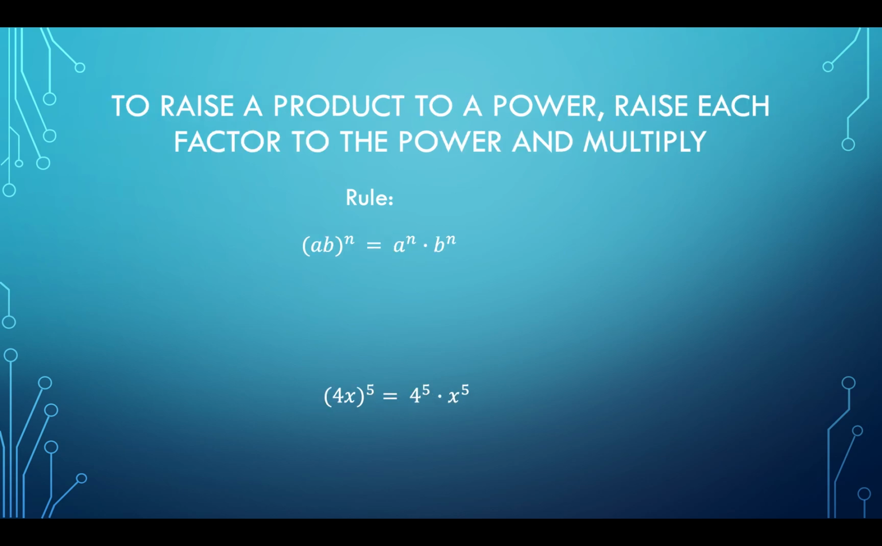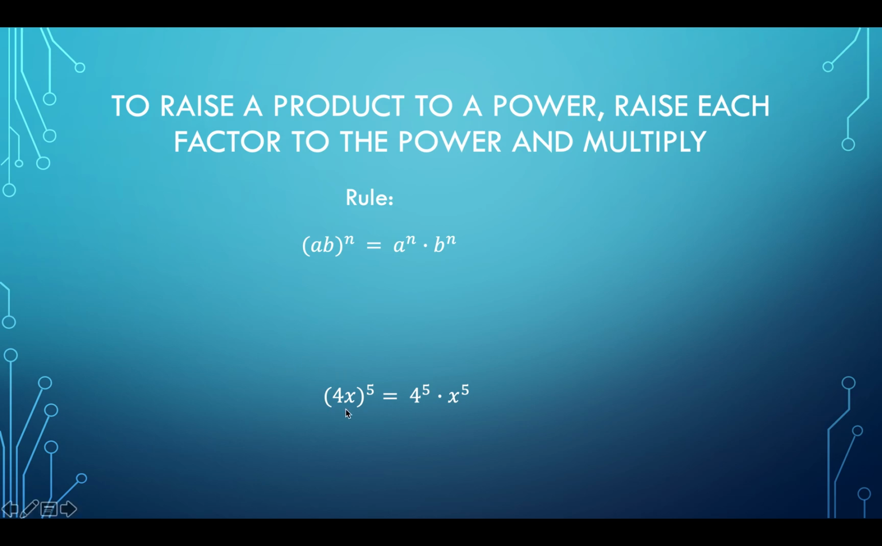To raise a product to a power, raise each factor to the power and multiply. So what I mean by that is you're going to have in parentheses maybe a number, maybe 2 variables, maybe 3 variables, however it's going to be. You're going to have parentheses, and then on the outside of those parentheses is going to be an exponent. So if I give you in parentheses AB, close the parenthesis, to the nth power, the way you're going to solve it is you're going to raise the a to the n times the b to the n.